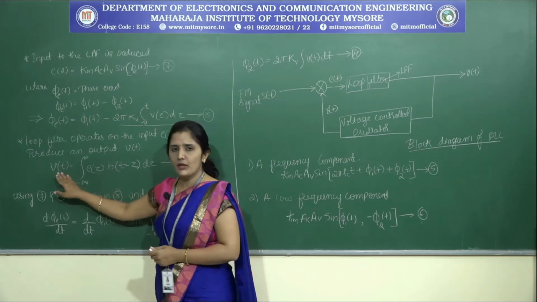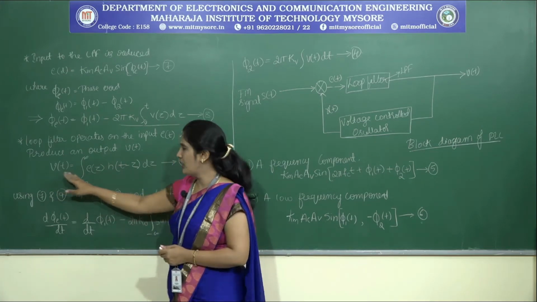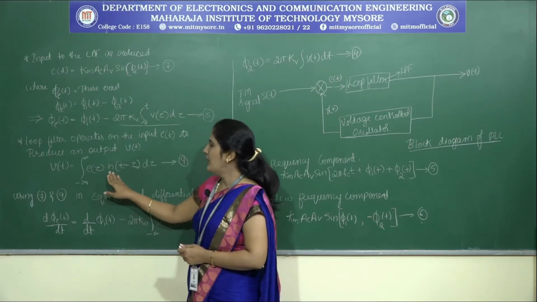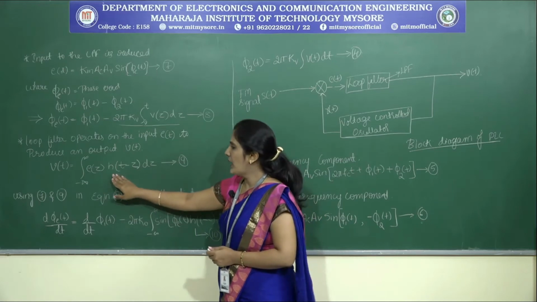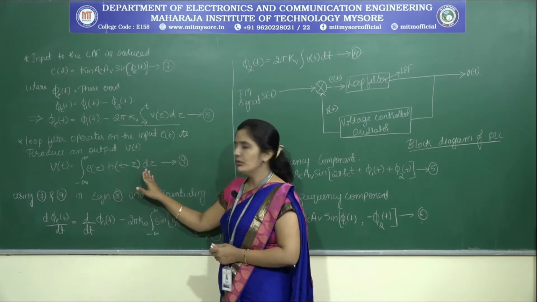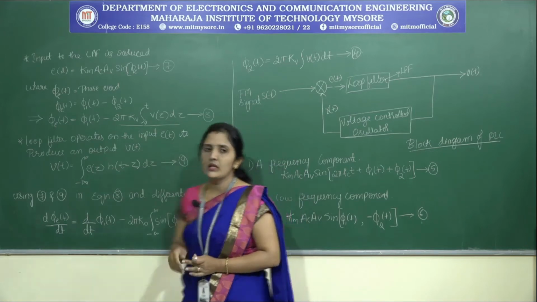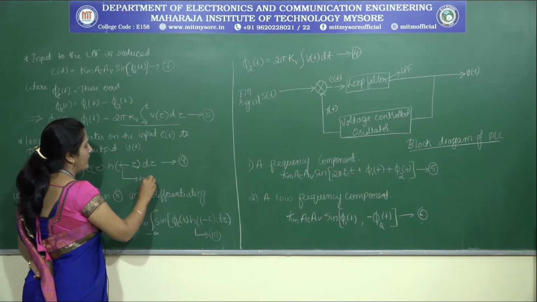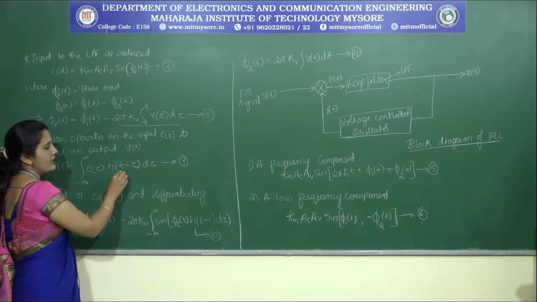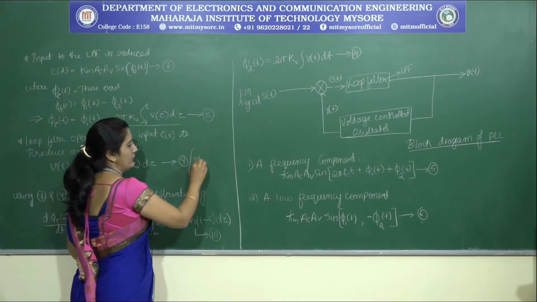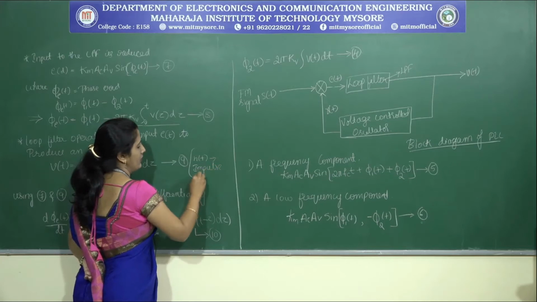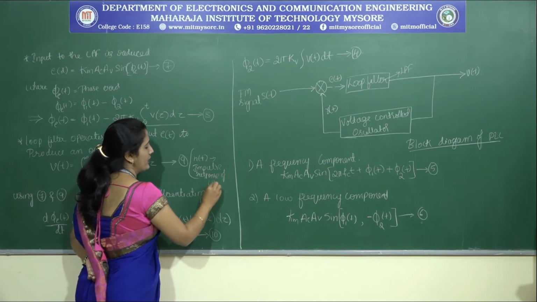Now if we consider V of t, we are going to get the equation, that is, integrating from minus infinity to infinity E of tau into h of t minus tau into d tau. Let us consider this as equation number 9. So here h of t is nothing but the impulse response of the loop filter, the impulse response of the low pass filter, h of t.